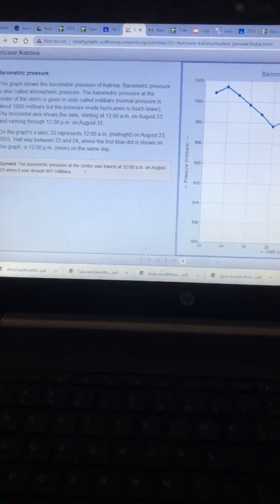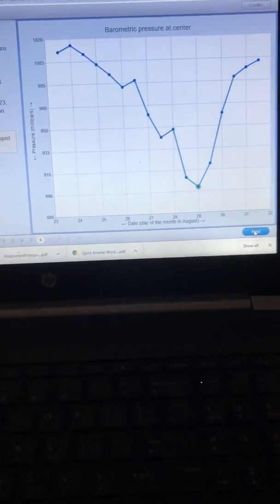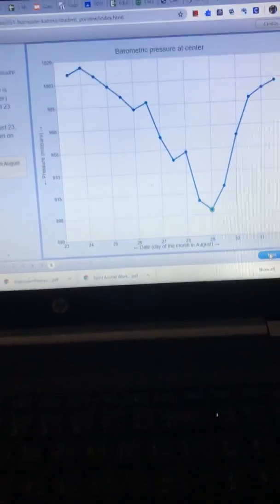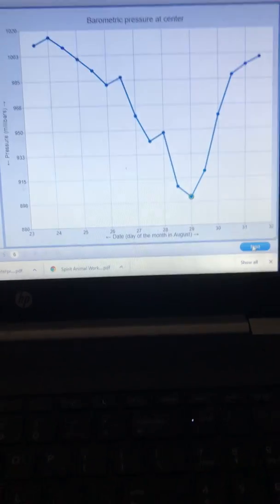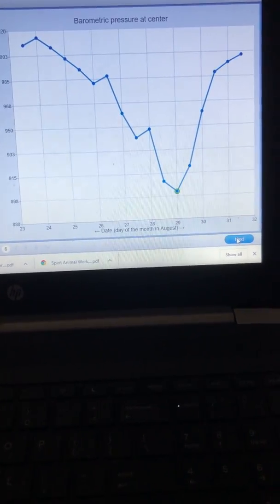Okay, so write that down on your paper or in your Google Doc. 901 millibars on August 29th at 12 a.m. Both pieces of information matter, because if you're looking at the graph, it's measuring the pressure and comparing it to the date and time when the hurricane hit.